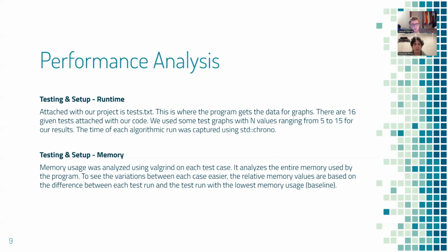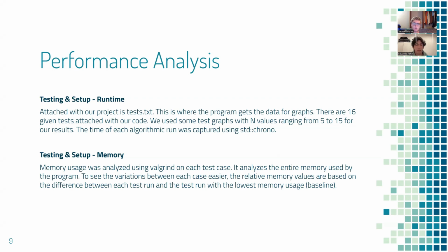The testing setup for the runtime. So we attached with our project a tests.txt file. This is where the program gets all the data for the graphs. So, at the start of the file, it tells you how many tests there are, and then each test will list off the number of nodes, the number of edges, and then all the node edge pairs. There are 16 tests included with our file.